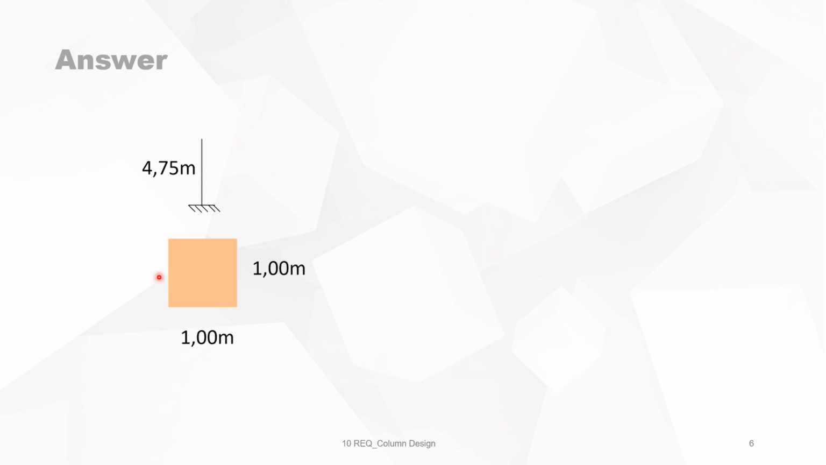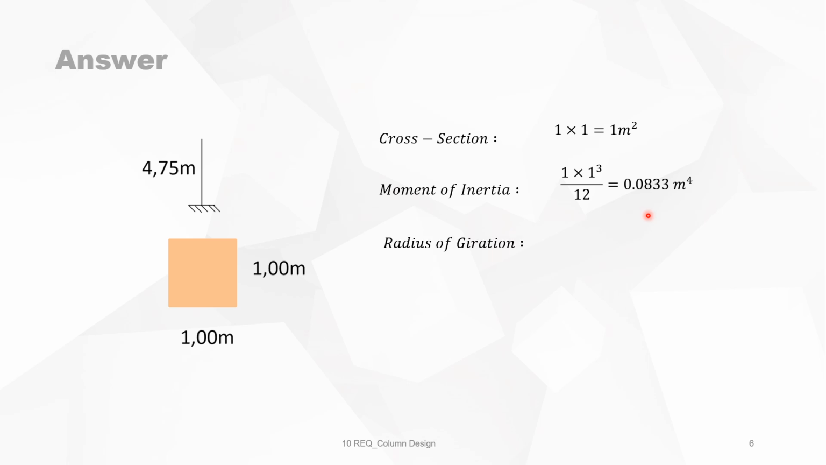And the third example is the column fixed at the bottom, but free on top, with a length of 4.75 meters. It's a square cross section with side 1 meter. Of course, the cross section is 1 square meter. The moment of inertia is 0.0833 meters to the power 4.